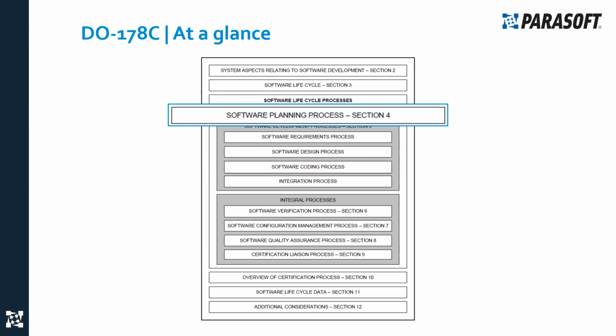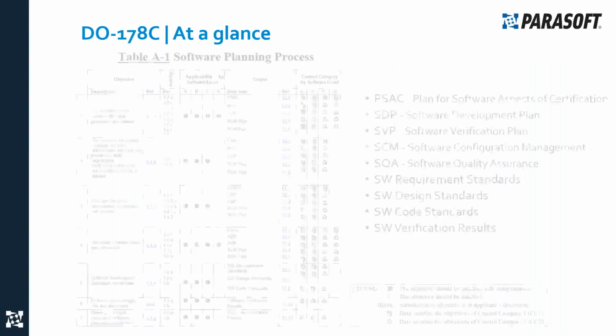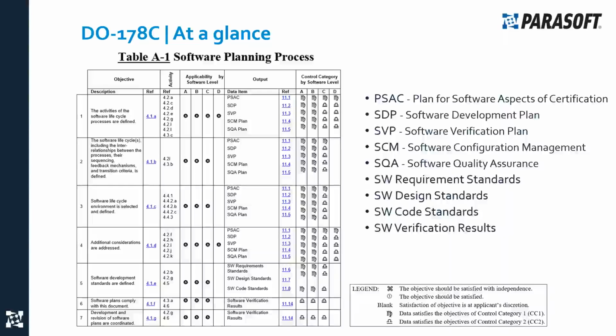Now, section 4 discusses the objectives and activities of the software planning process, where the production of software plans takes place. Table A1 lays it out for you, so let's take a look at that table. You can see the 7 objectives on the left-hand side. Documents capturing plans need to be put in place. You have outputs like the PSAC, the SDP, SVP, SCM, the SQA, and the standards that are going to be followed for requirements, design, coding, and software verification. In the middle, you can see the software levels and which objectives need to be met based on the assigned software levels A through D.